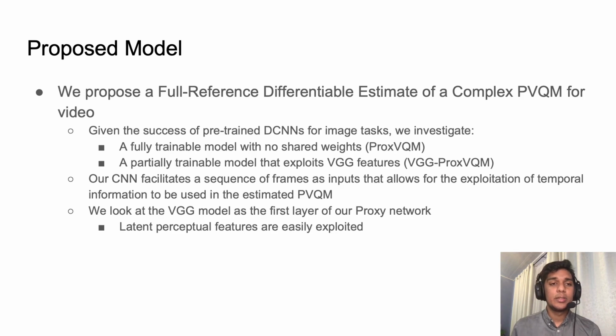A convolutional neural network can facilitate a sequence of frames rather than a single frame as inputs, and this allows for the exploitation of temporal characteristics when estimating the PVQM. We also look at the VGG model as the first layer of our proxy network, so that latent perceptual features learned by VGG can be easily exploited.